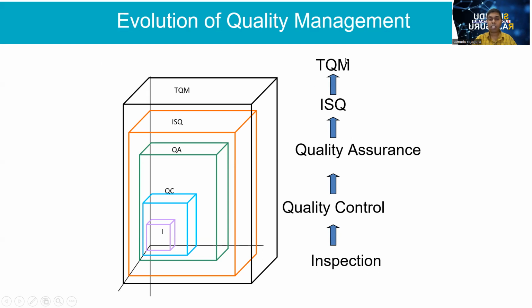TQM is also one of the strategies, because there are 6 pillars we have to align. For example, leadership, customer focus, continuous improvement, employee engagement, how to measure the performance, supplier collaboration, and customer satisfaction. So everything is included in TQM. TQM is also some kind of strategy to align each and every stakeholder with the quality related activities.